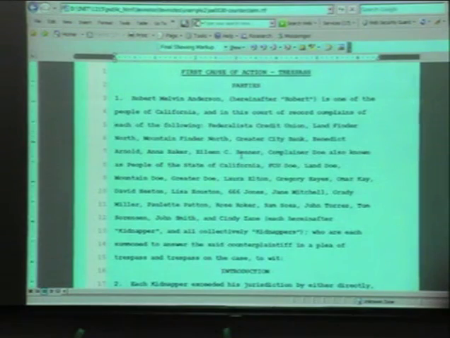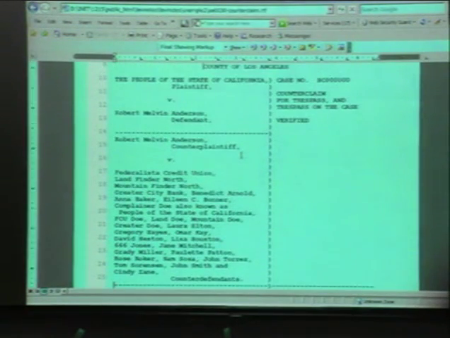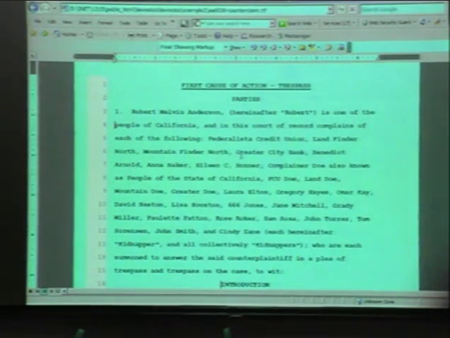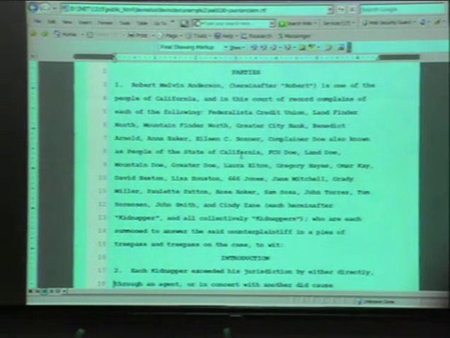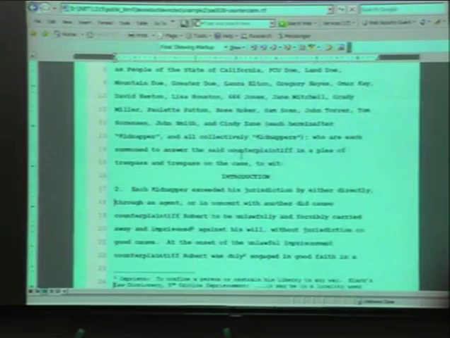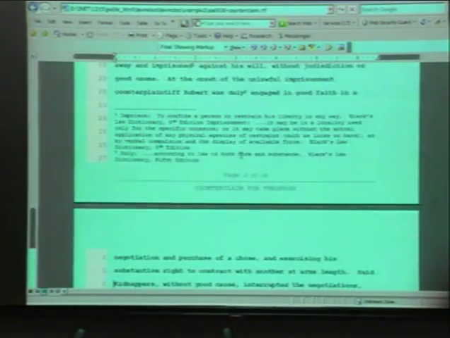This is a counterclaim for trespass and trespass on the case. That's one we looked at earlier. Okay? So it shows the layout again, which we already had seen. And so then we have, let's see, first cause of action, trespass. Laid out in the usual format, mentioning court of record and all that.